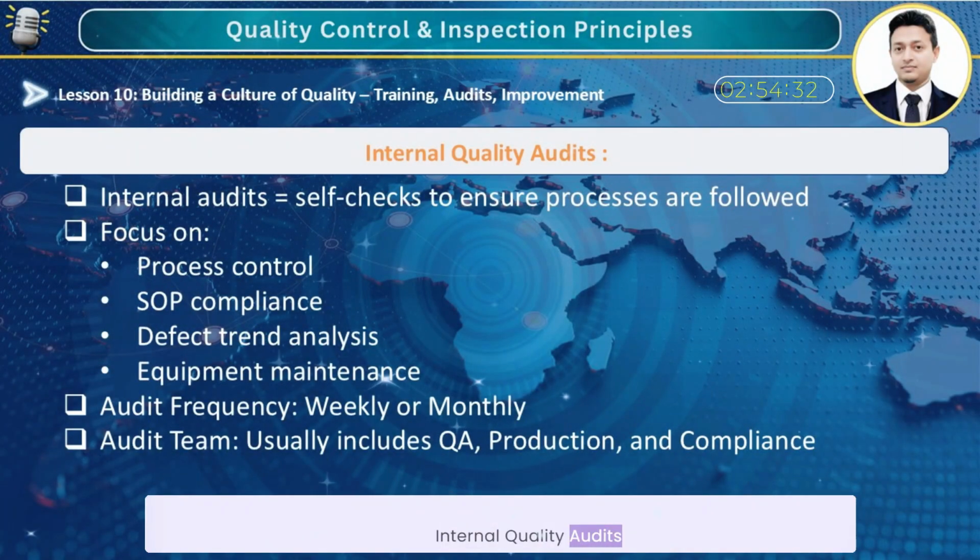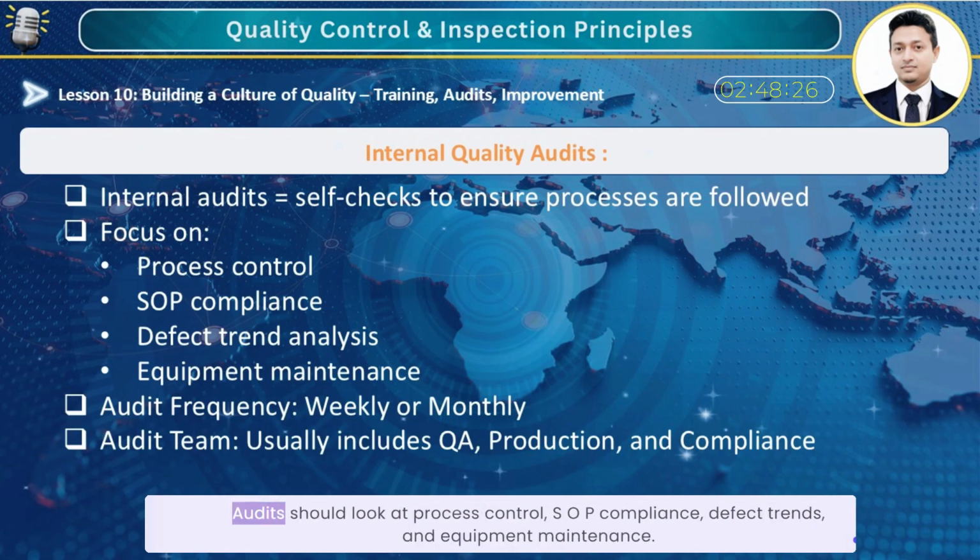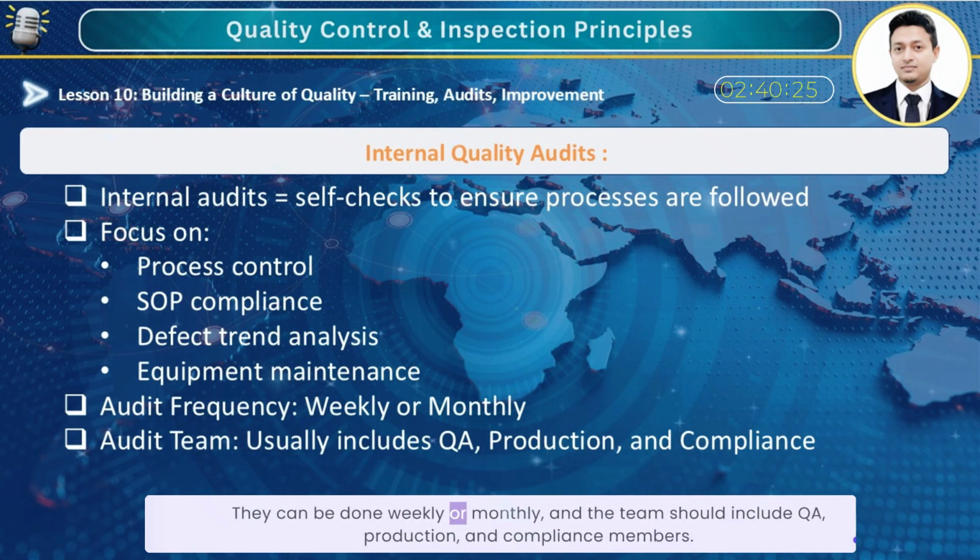Internal quality audits. Internal audits are like self-checks, a way to confirm if processes are being followed. Audits should look at process control, SOP compliance, defect trends, and equipment maintenance. They can be done weekly or monthly, and the team should include QA, production, and compliance members.